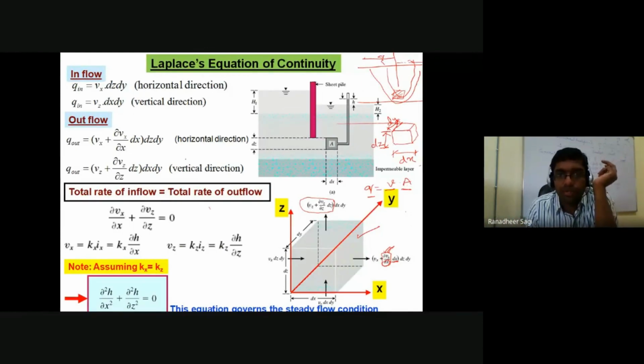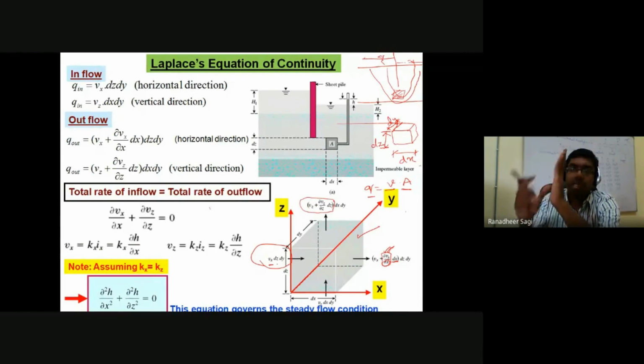So that's the reason why the rate with which the flow is entering into the soil element in x direction is nothing but velocity Vx into the cross-sectional area through which the flow is entering the soil element in x direction, which is dz in the vertical direction and dy in the y direction.